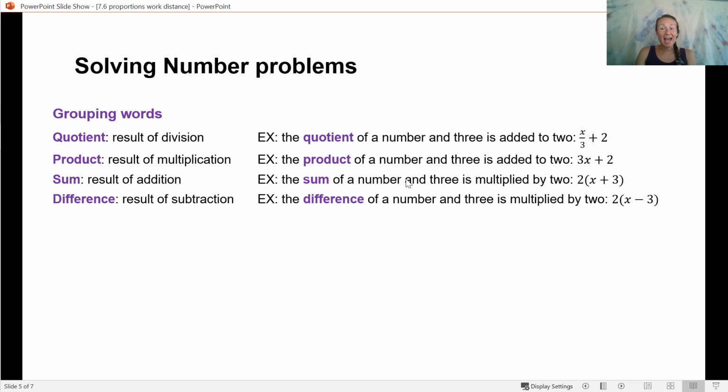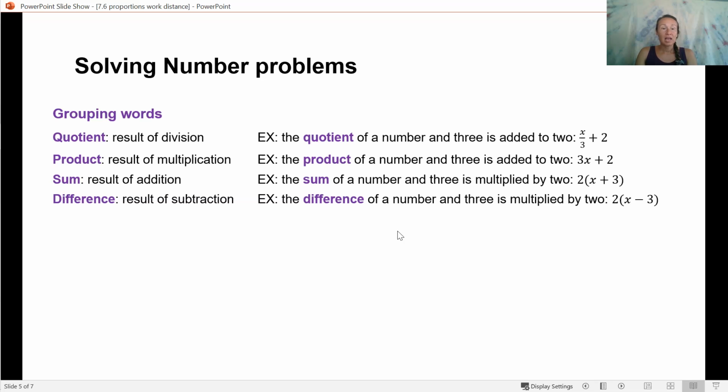So we're going to add 3 plus x, and that happens before it gets multiplied by 2, because the thing that is being multiplied by 2 is this sum. So the sum here is in parentheses x plus 3, and that sum is what's getting multiplied by 2. So the word sum groups the x and the 3 in their entirety to get multiplied by the 2.